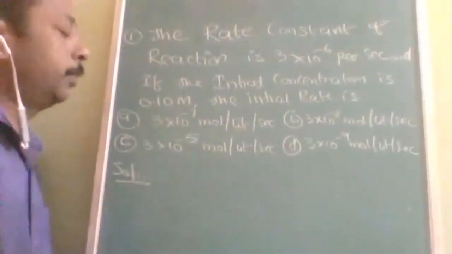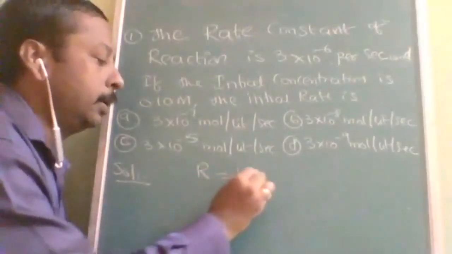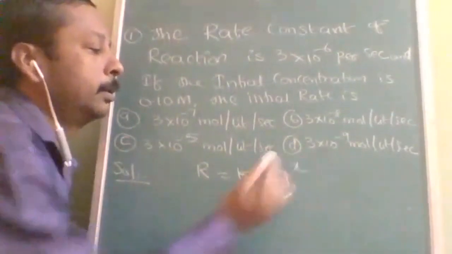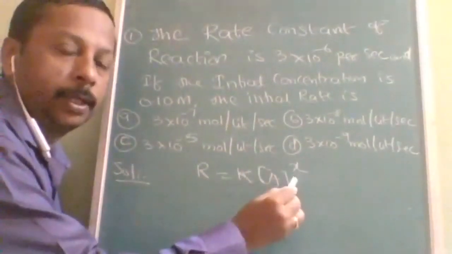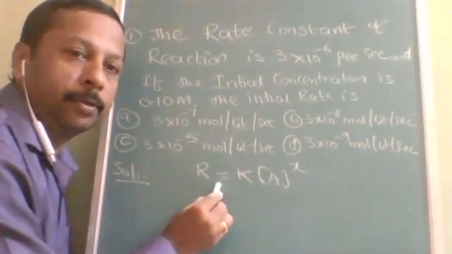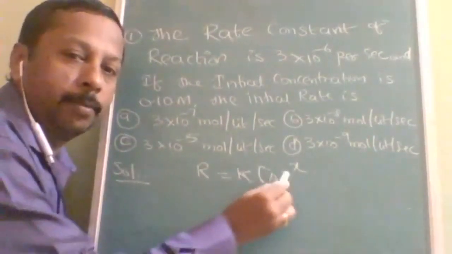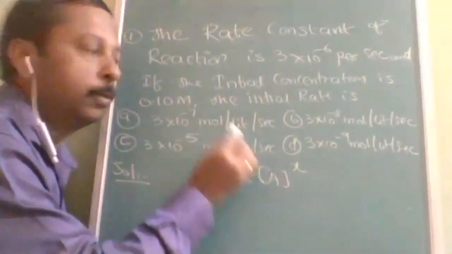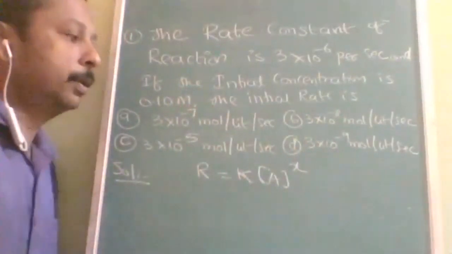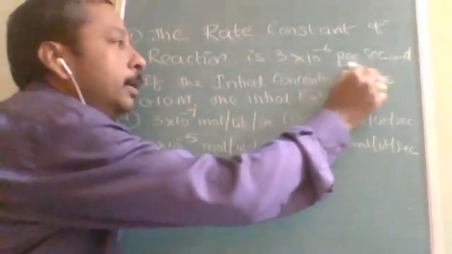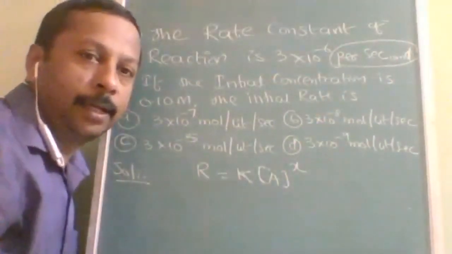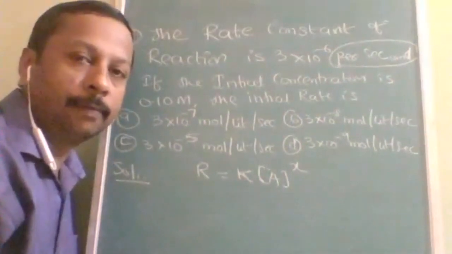See here, the main problem is we know that R is equal to K into A to the power of something, X. But unless we know X, how will you come to know? K is given, concentration is given, R you have to find out. This is the question. The main problem is we don't know what X is. And when you see the options, they are also very confusing. So for that, the secret is here: units of rate constant. Units of rate constant will tell you the order of reaction.